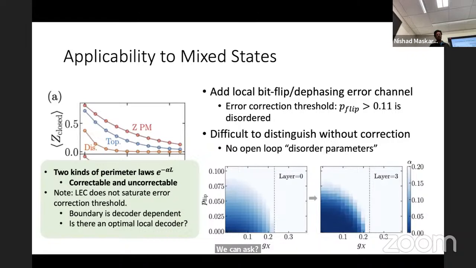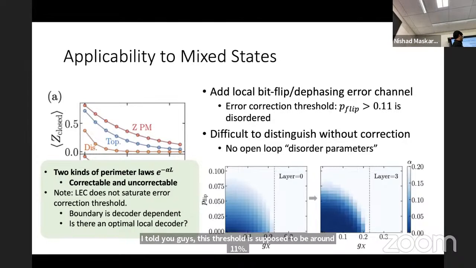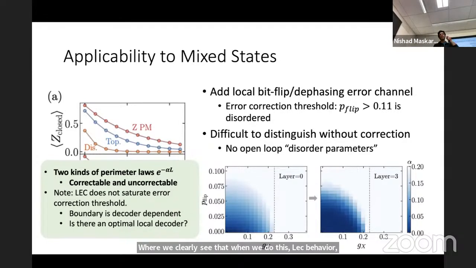Okay, great. So the other thing to note, which is kind of important and a direction for future study, is that this local error correction doesn't actually saturate the error correction threshold. I told you guys this threshold is supposed to be around 11%. However, we clearly see that when we do this LEC behavior, it saturates closer to 7%. So we're not getting the phase boundary correct.